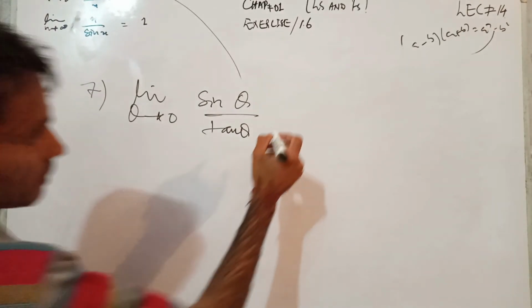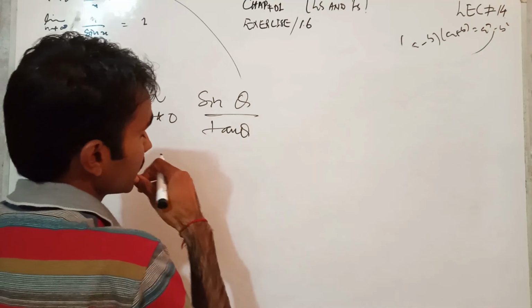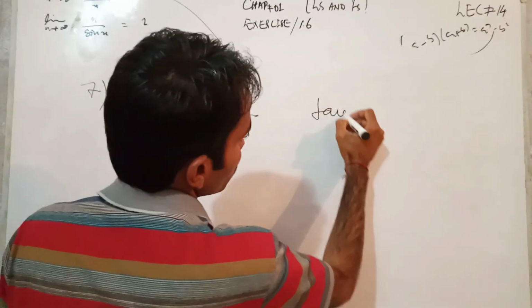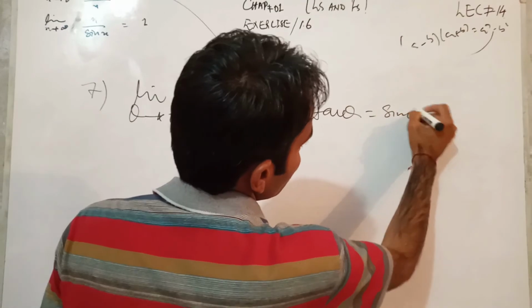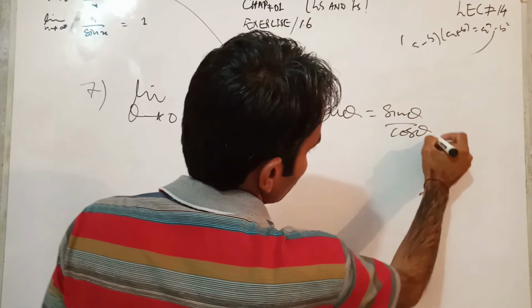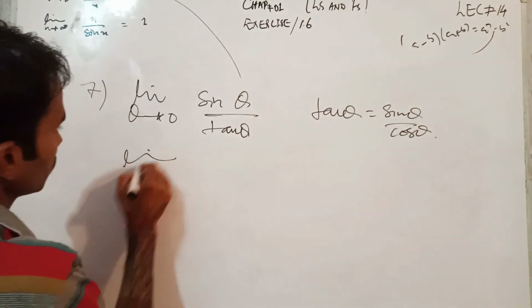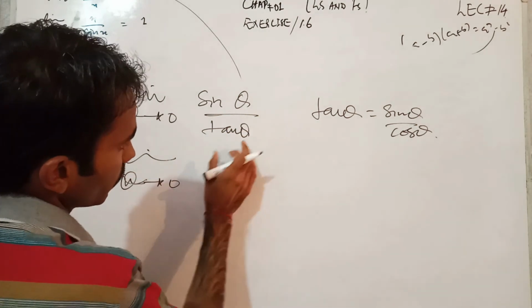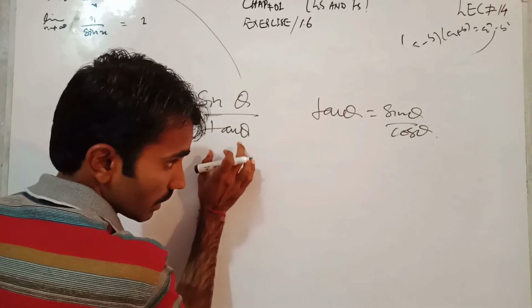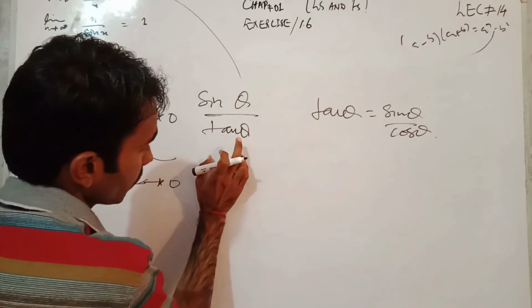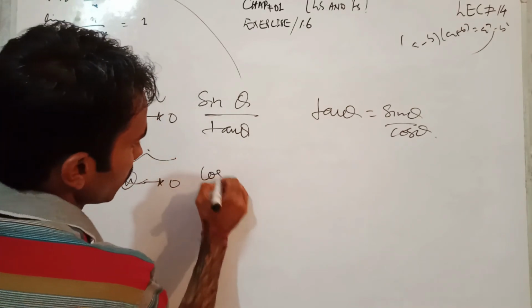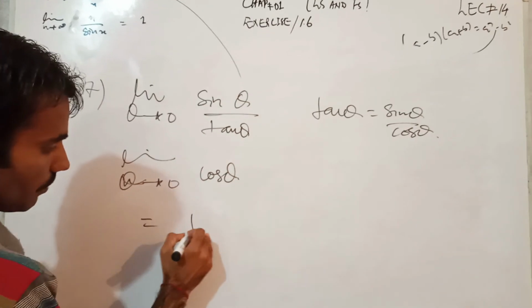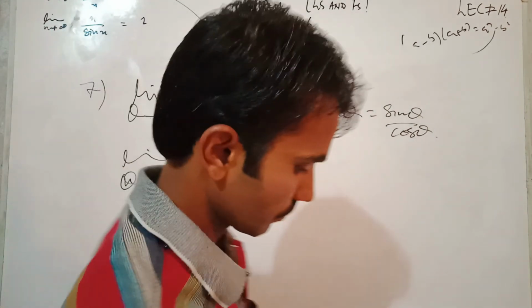So what we have to do is separate out the tangent theta. Tangent theta is equal to sine theta divided by cos theta. So limit theta approaches to 0, when we separate out the identity, we will get cos theta. When we apply the limit, cos 0 is equal to 1. So this is the answer.